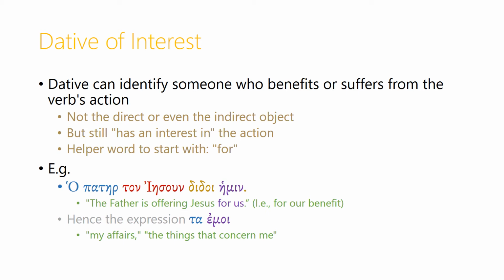So, ha pater ton ieson didoi hemin. The Father, ha pater, is offering, didoi, Jesus, ton iesun, for us, hemin. Hence the expression ta emoi, which means the things for me, or the things I have an interest in, which is often translated my affairs, or the things that concern me.